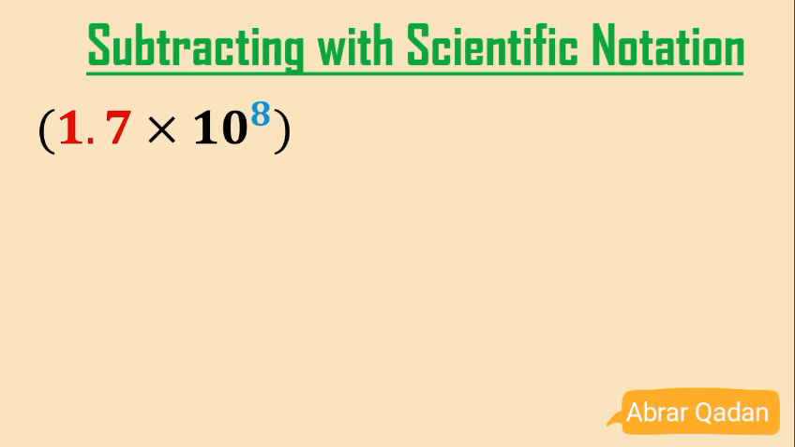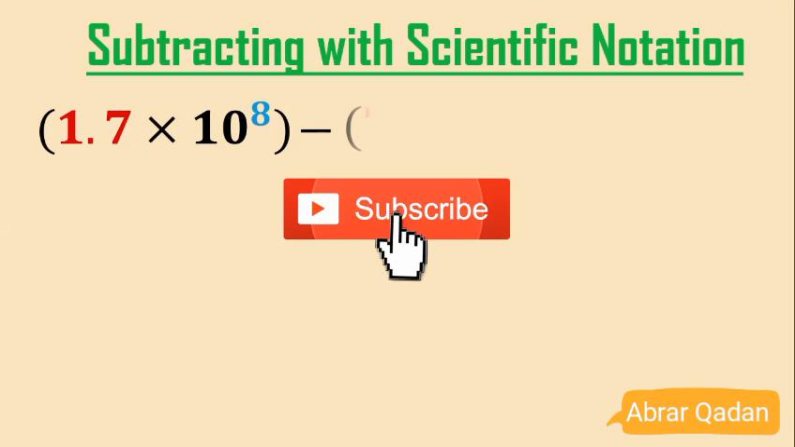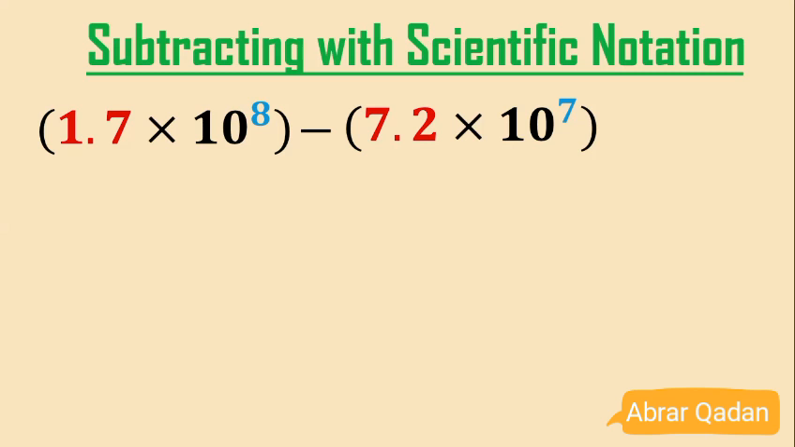Take the example 1.7 times 10 to the power 8 minus 7.2 times 10 to the power 7. So I will try to change the first scientific notation. Instead of 10 to the power 8, I will change to 10 to the power 7. So step number 1, again the same steps as adding scientific notation. Make sure that exponents of both numbers are the same. So I will write again 1.7 times 10 to the power 8, and I will change 10 to the power 8 to 10 to the power 7 to make the two scientific notations have the same exponents.